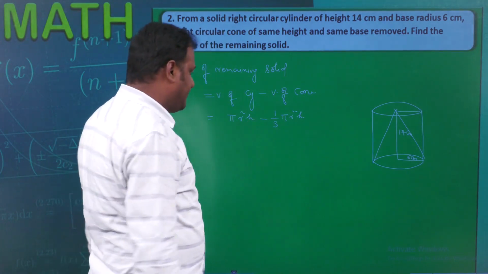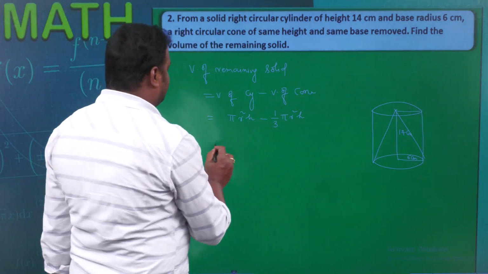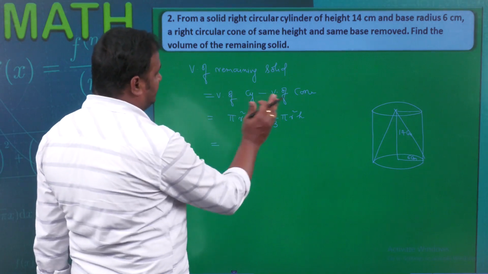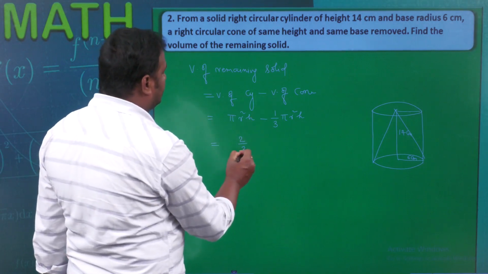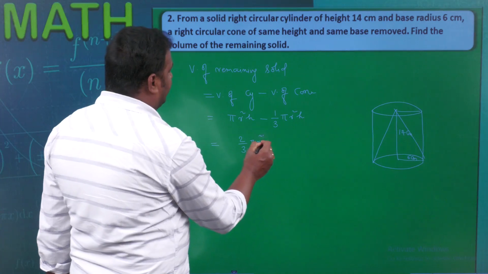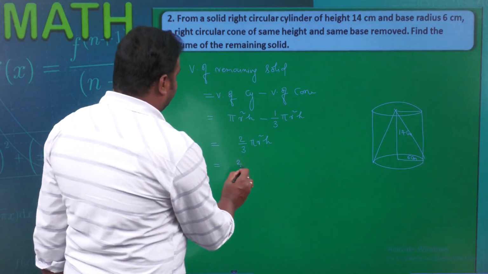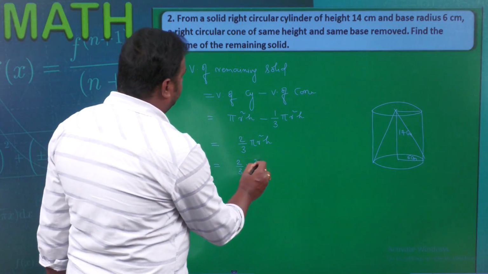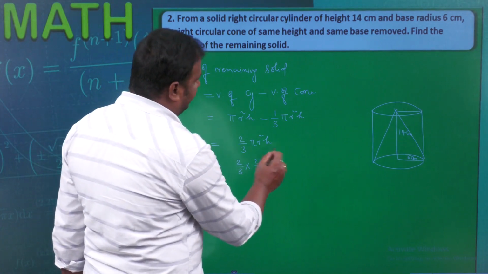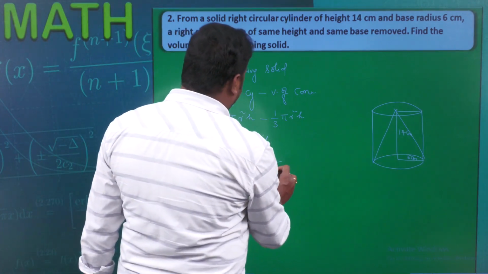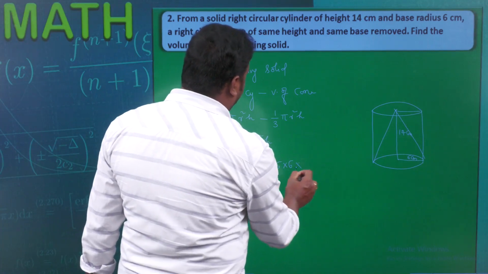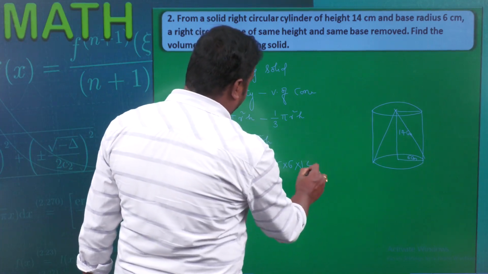Height is also same. So pi r square h minus 1/3 pi r square h. So 1 minus 1 by 3 is equal to 2/3 pi r square h. Okay, which is equal to 2 by 3 into pi is going to be 22 by 7 and radius is equal to 6, so that it is 6 into 6 multiplied by height is equal to 14.